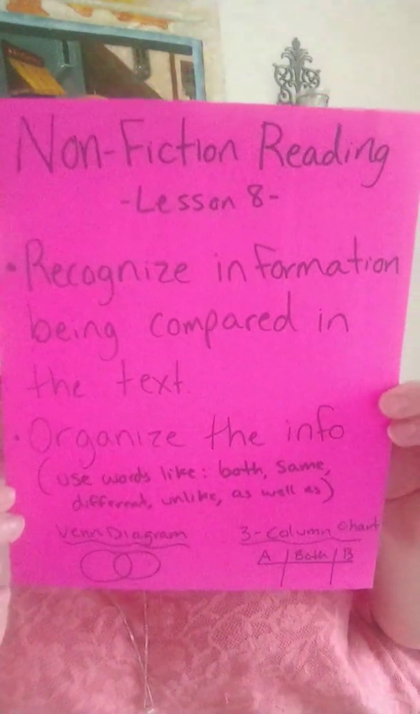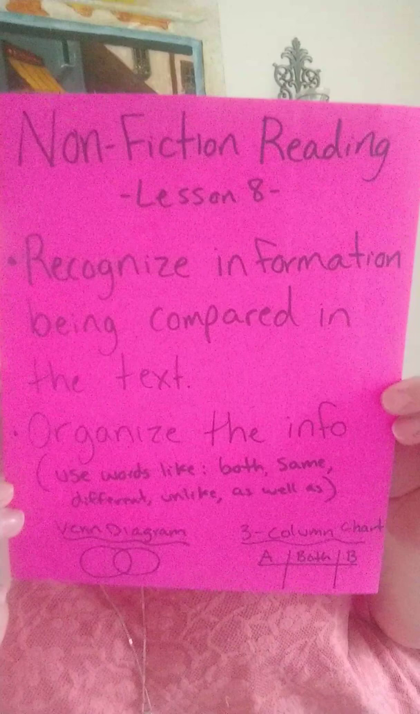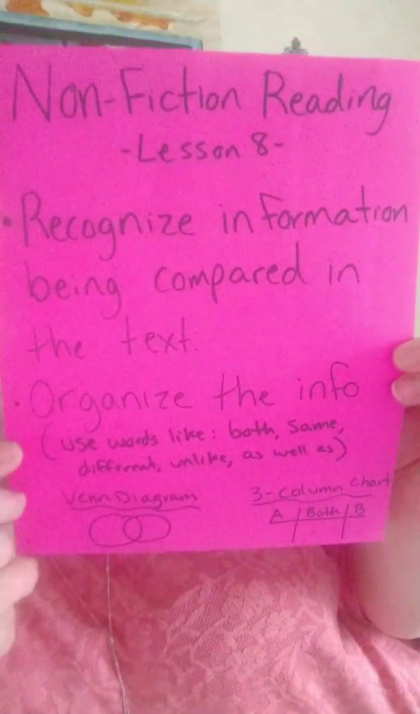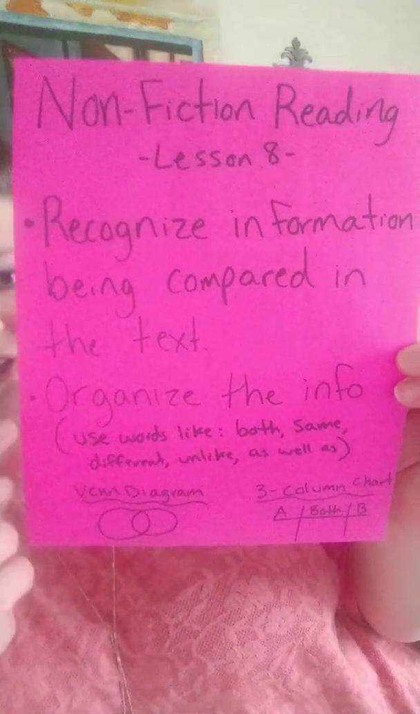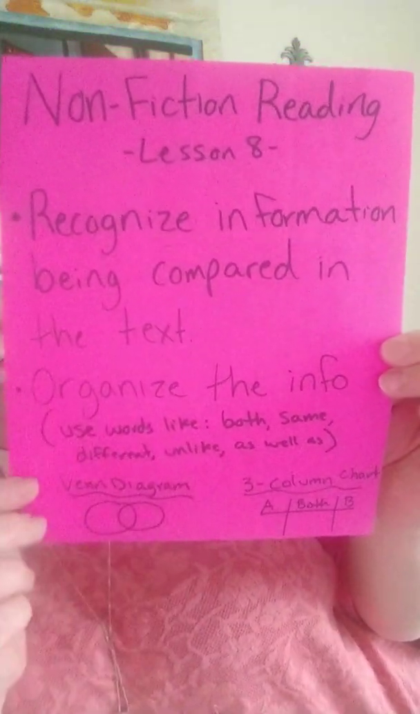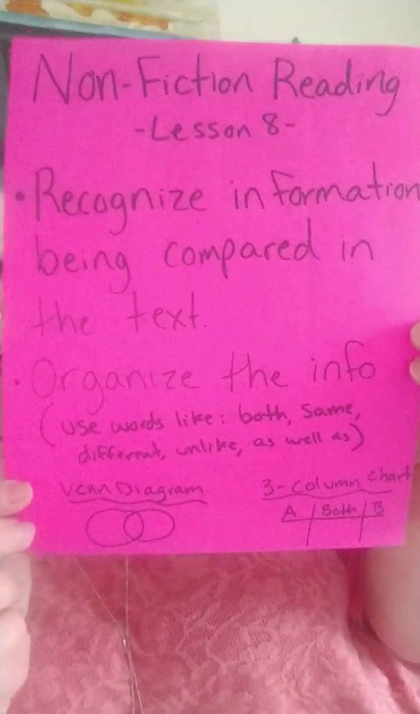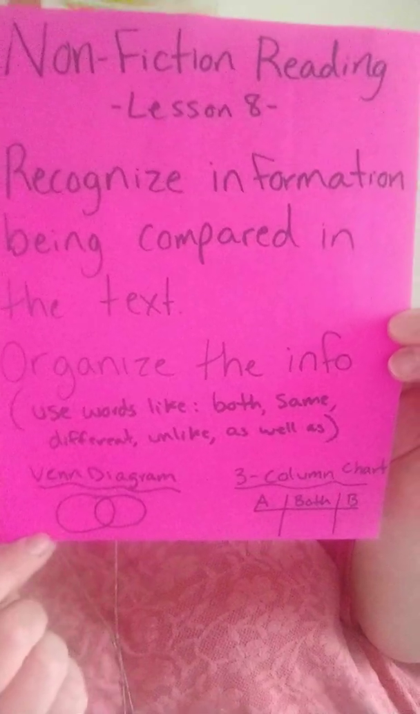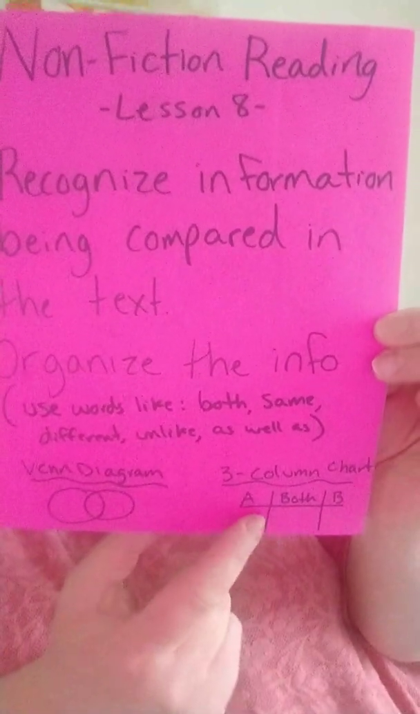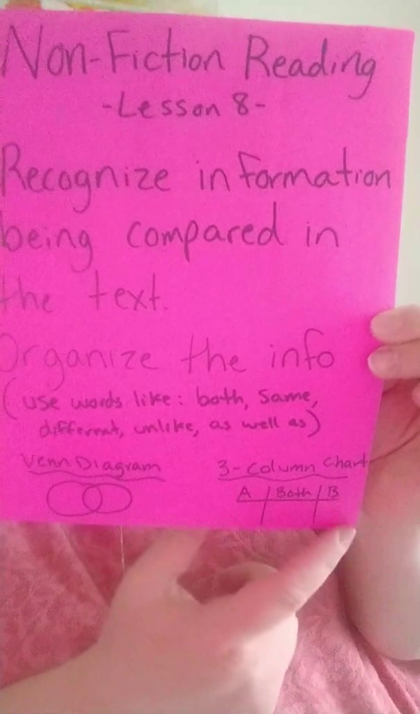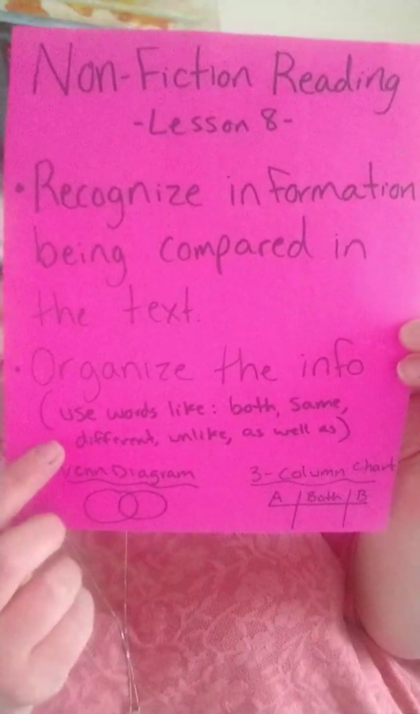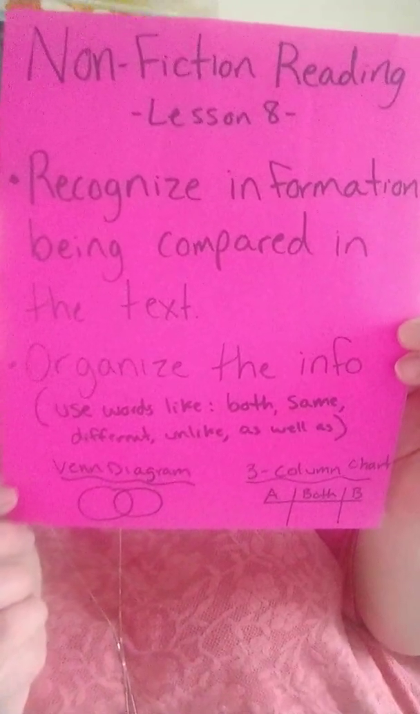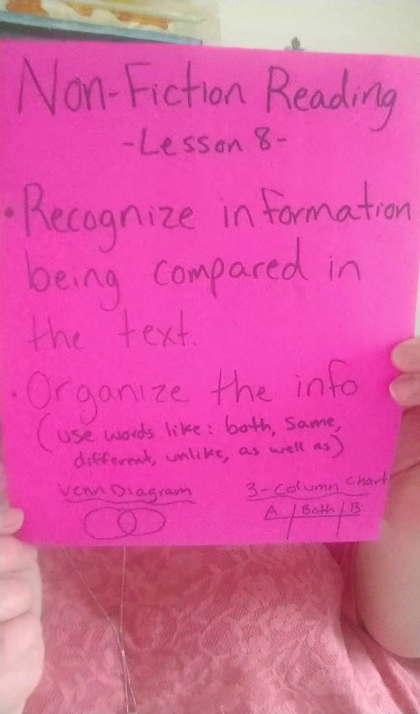Nonfiction reading, lesson 8. We're going to recognize information that is being compared in the text. And then we're going to find what is being compared to each other. Then we're going to organize that information. Like we've been doing different charts, now with comparing and contrasting, we can make a Venn diagram, or double bubble, or we can make a 3-column chart, A, both, and B, okay? And sometimes when you're comparing things, you might use words like both, same, different, as well as. Those are a few keywords that we might use.